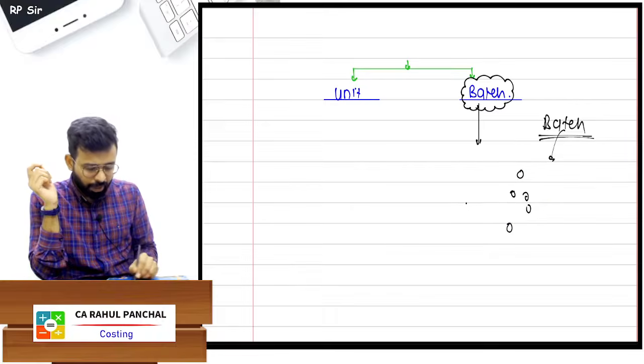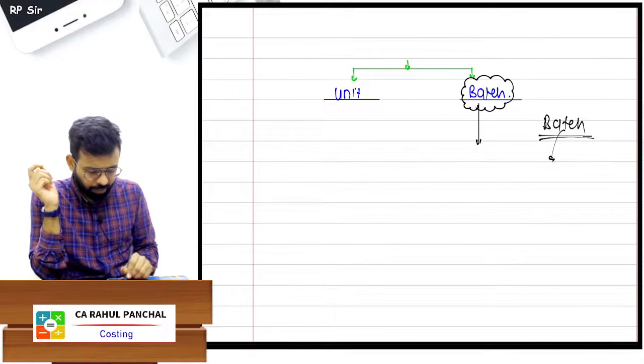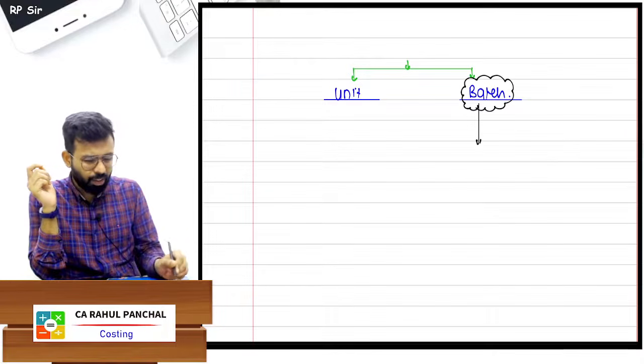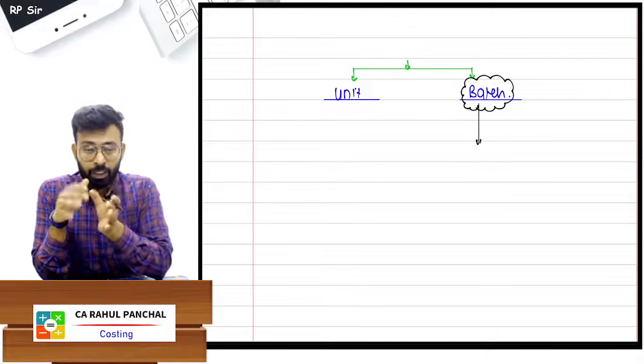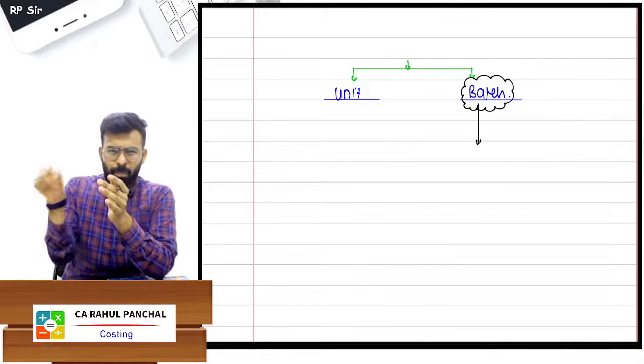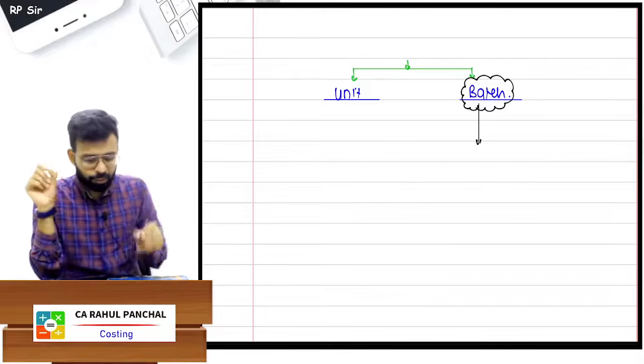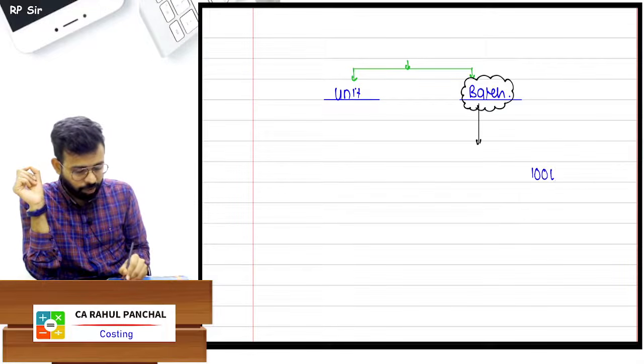Even in the pharmaceutical industry, where medicines are produced, they go for batch costing. They make a batch, saying we will produce in batches. In every batch we will produce, let us say, 100 units. Now the question arises, sir, how to calculate these units?